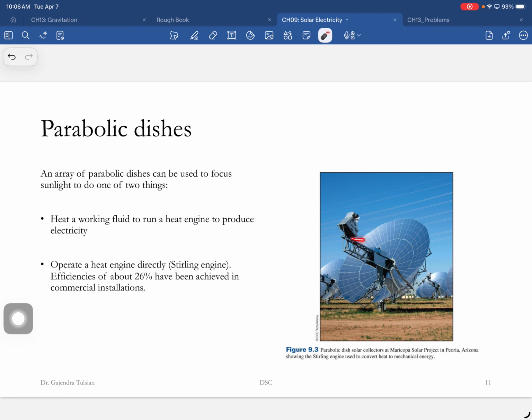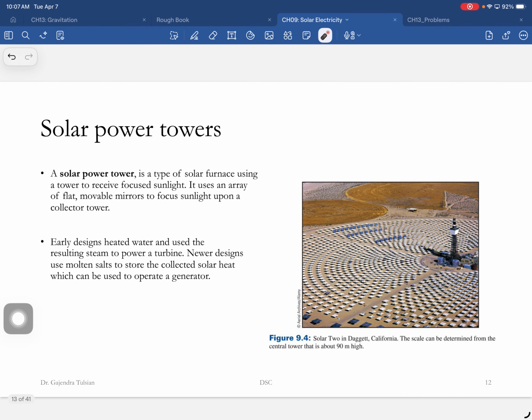Has anybody seen something like this? So these are tracking mirrors as the sun moves in the sky. These mirrors turn and they're reflecting sunlight into this tank. And nowadays you use molten salt. You use salt and you melt the salt. Okay, so here's the deal with the salt.